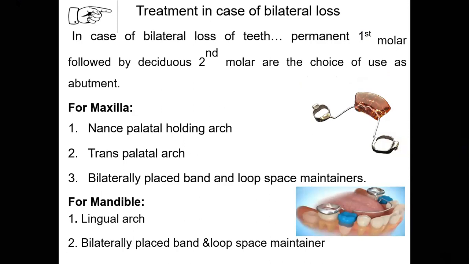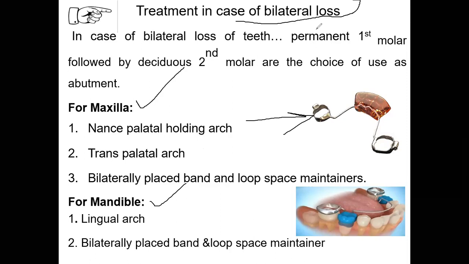If on both sides the teeth are lost, if there is a bilateral loss, then we cannot give those simple space maintainers which we talked about now. But in this case, we will have another type of space maintainer, different for maxilla and different for mandible. In case there is a bilateral loss of a first deciduous molar in the upper arch, we will be giving a Nance arch holding space maintainer. We can give a transpalatal arch space maintainer, and we can give bilaterally placed band and loop space maintainers.